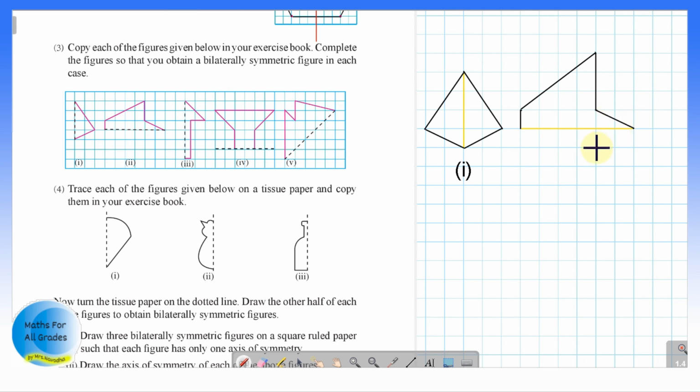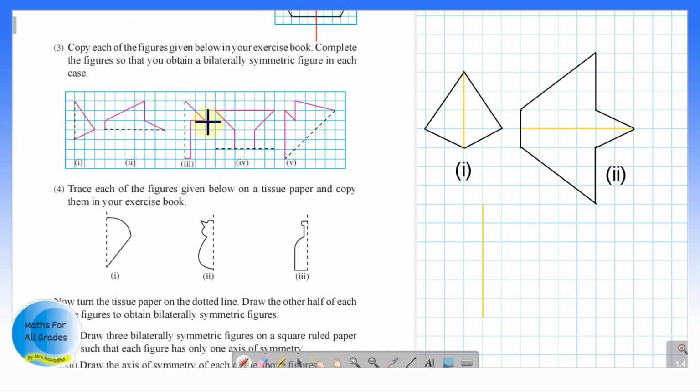Mark vertices on the other side. 1 square down and 4 squares down. So here 1 square down. Now take the ruler and connect these points. So you got another bilaterally symmetric figure. Next, the dotted line is 1, 2, 3, 4, 5, 6. 6 squares in length and it's a vertical straight line.